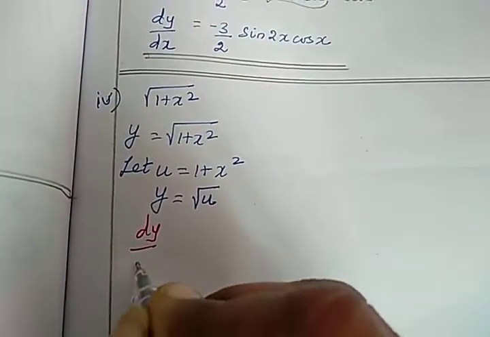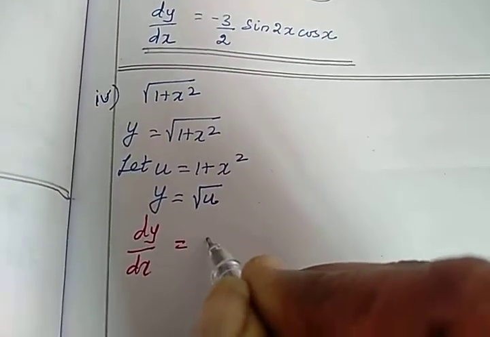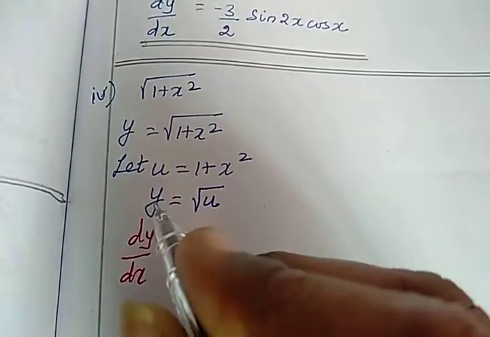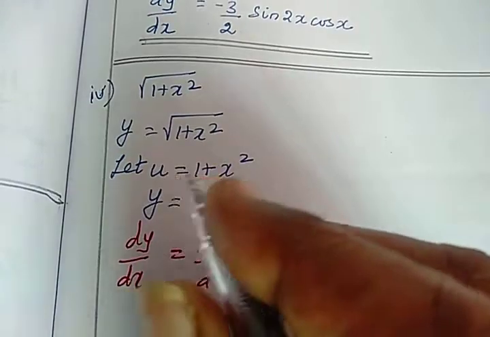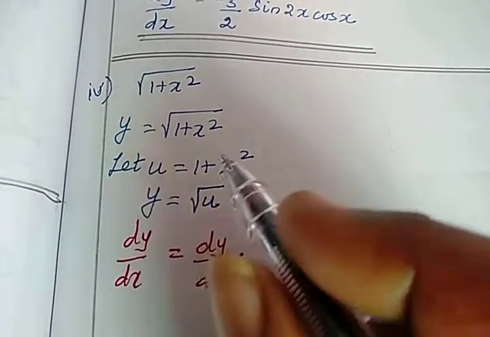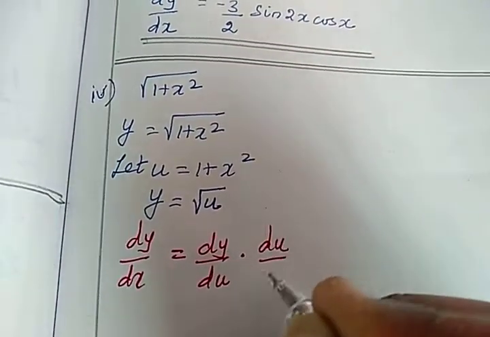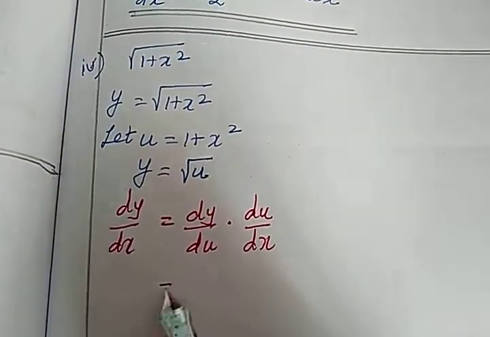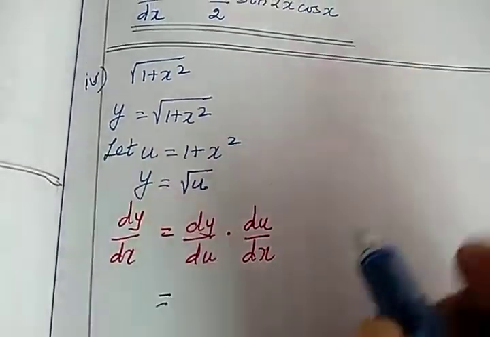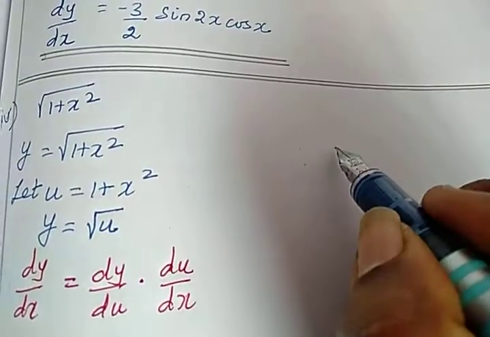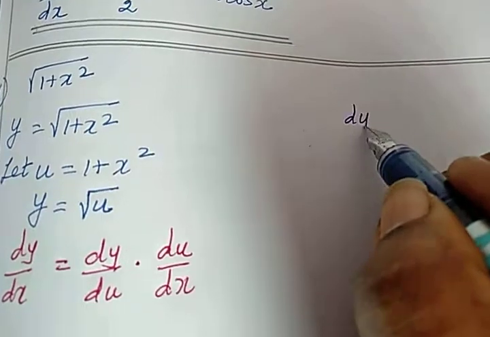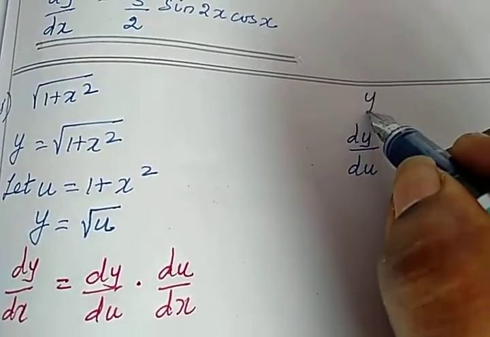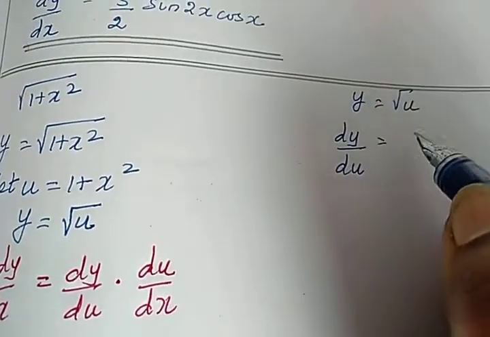Dy by dx equals dy by du. So y we are differentiating with respect to u. Now u we are differentiating with respect to x, du by dx. So which equals, I am writing here separately, dy by du, that is, y is equal to root u we are going to differentiate.